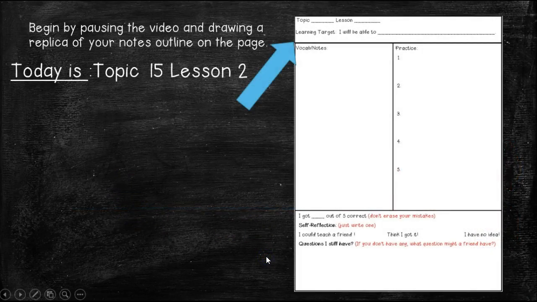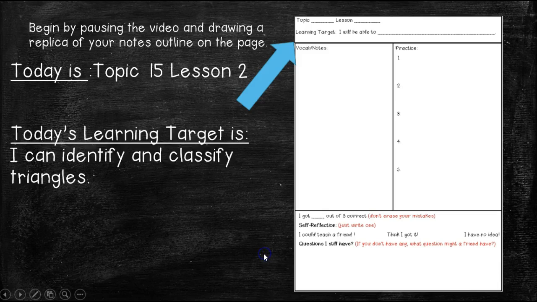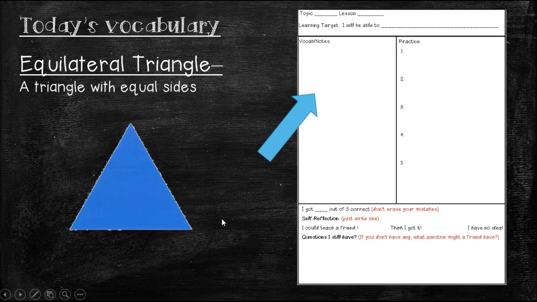Today we're talking about topic 15, lesson 2, and today's learning target is I can identify and classify triangles. Today's vocabulary, we're going to have quite a few different types of triangles for you to take notes on, so make sure that you write it small and leave room for everything.